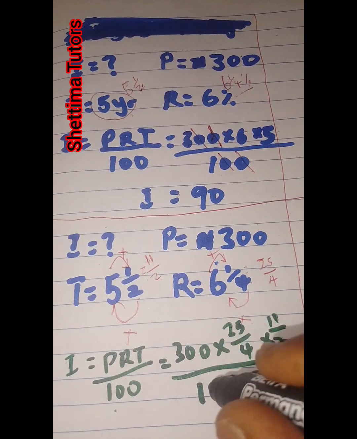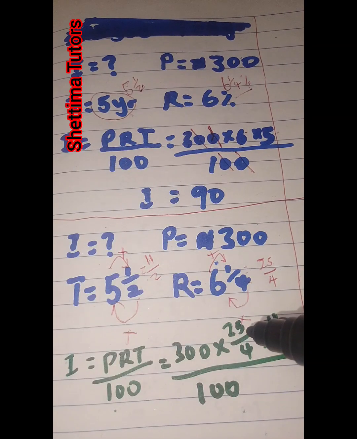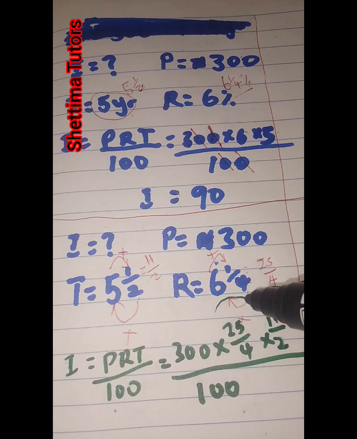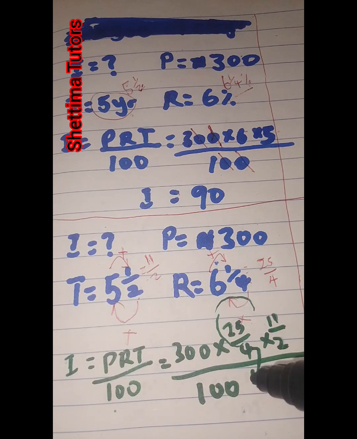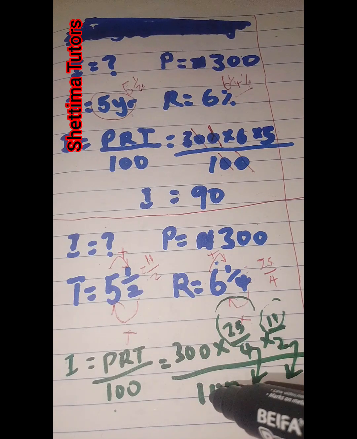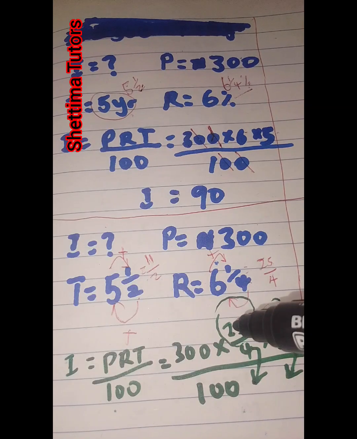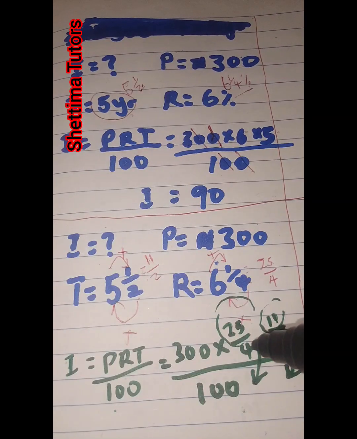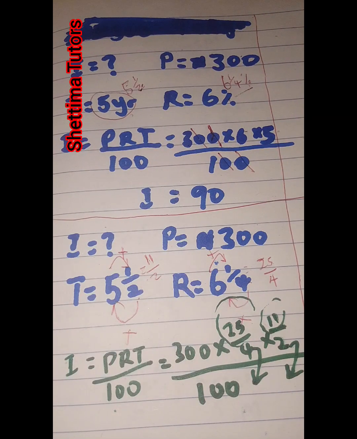Now don't be scared. When you have this over and this over, we'll leave the upper one here and we'll push this one downward. So we'll bring this 4 down and we'll bring this 2 down. So let's rewrite it. It's going to be 300 times 25 times 11 all over 100 times 4 times 2. Because you have 2 overs, this is an improper fraction, so this will come down, so that you have just one major fraction.